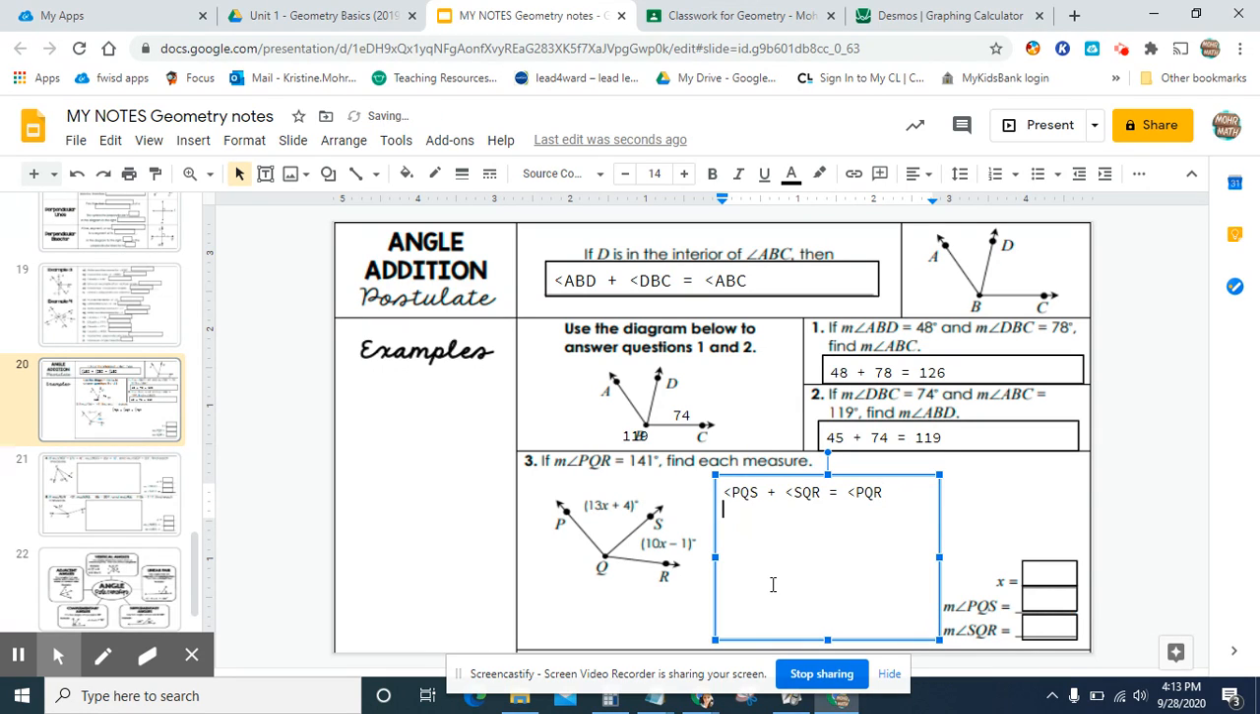Okay, so now we just substitute. Angle PQS is represented by 13x plus 4, and then I'm going to add angle SQR, 10x minus 1. And that's all going to equal angle PQR, which they told us here was 141. Did I write that right? 10x minus 1? Yeah.